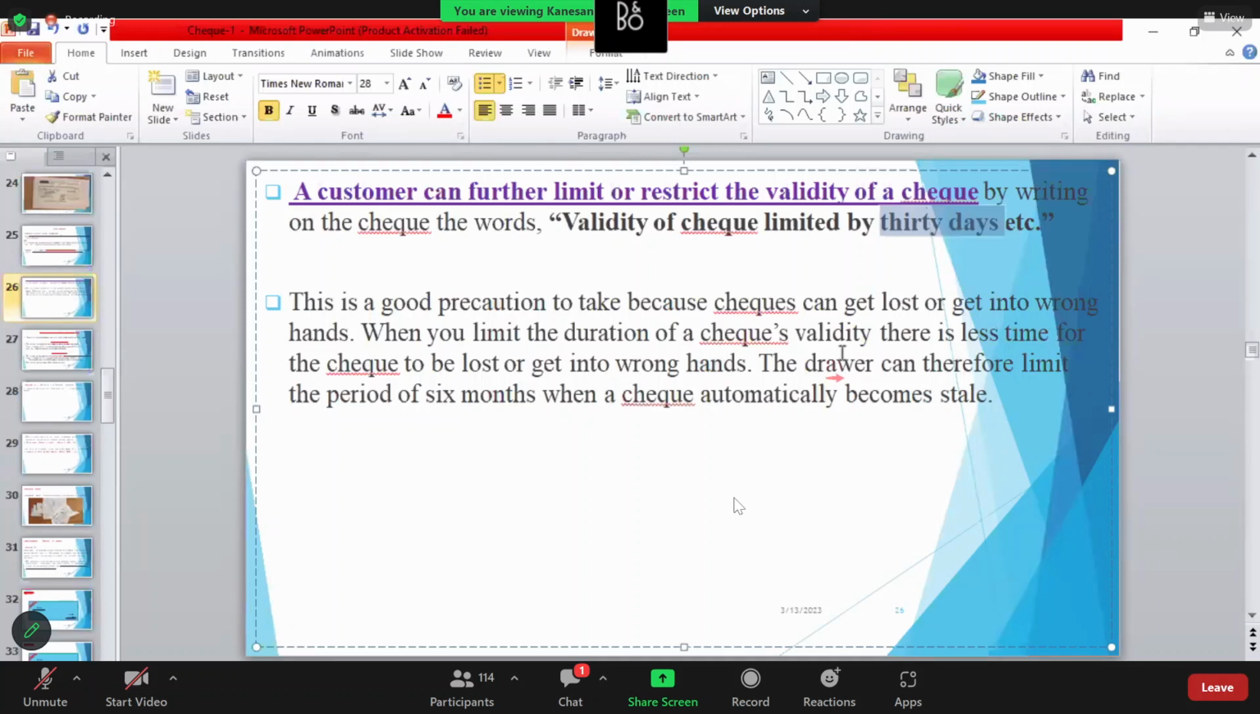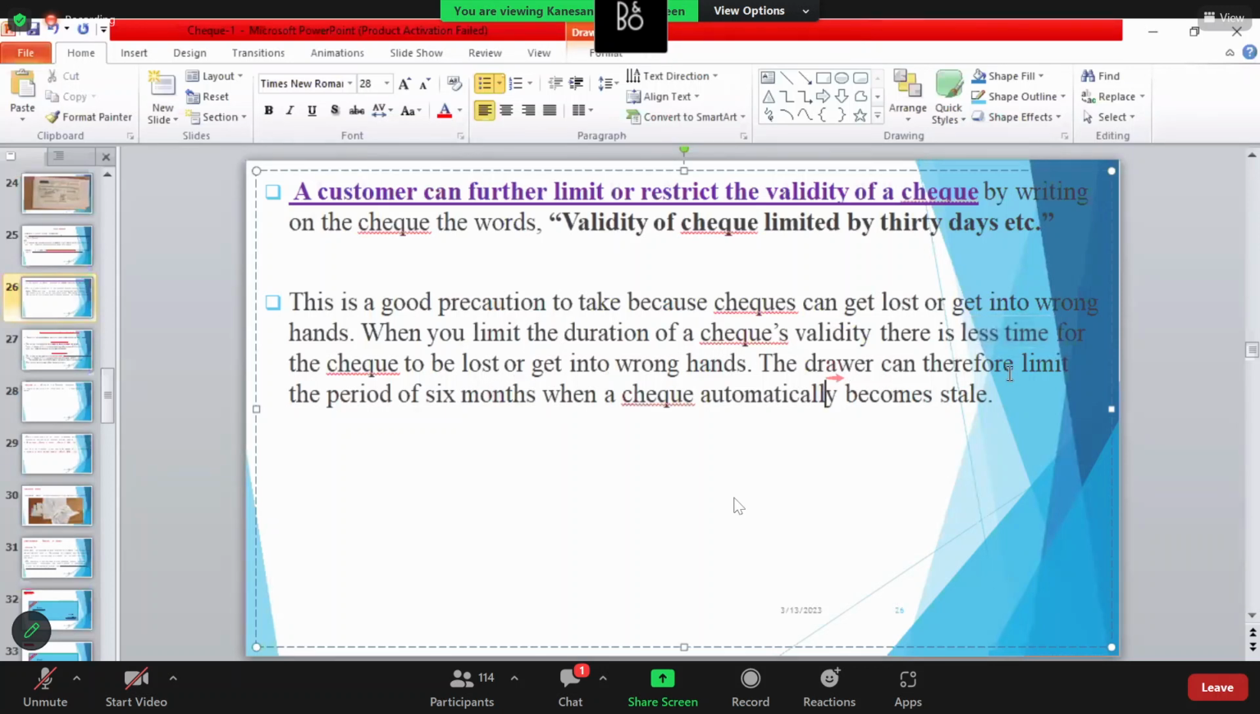Given the duration of check validity, there is time for a check to be lost or get into the wrong hand. Less time. If it is 6 months, it's a longer period of time. But if you limit it to 30 days, the chances are very rare for it to go to the wrong person's hand or go missing in that period, right? To lose the check or get into the wrong hand.